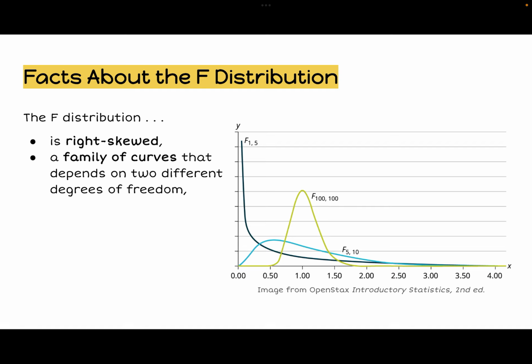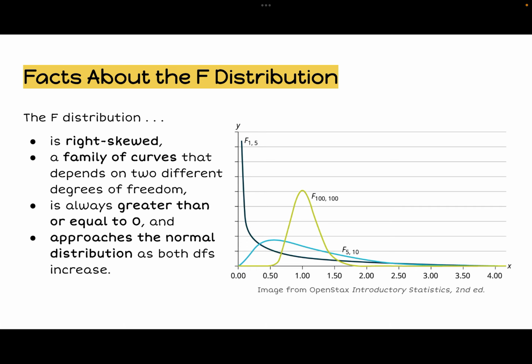Just like our chi-squared distribution, it is a family of curves. Unlike chi-squared, this one has 2 degrees of freedom. Just like chi-squared, it's greater than or equal to 0. And as those degrees of freedom get larger, this curve will also approach the normal distribution, just like the chi-squared distribution did.